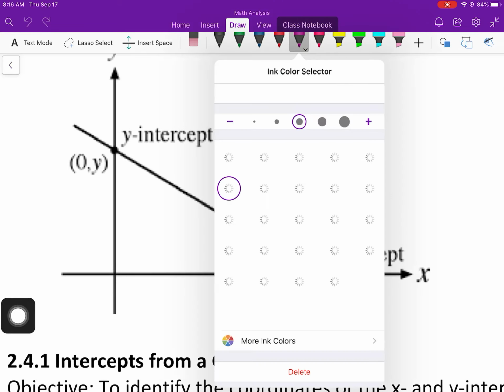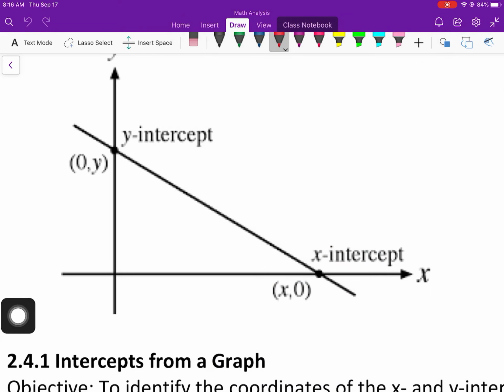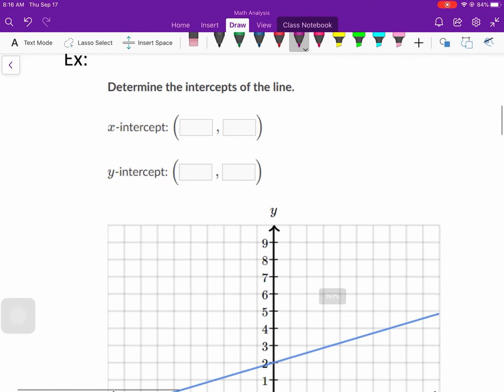For the y-intercept, which is where it crosses the y-axis, right here, notice that the x is 0. And then for the x-intercept, where it crosses the x-axis, notice that the y equals 0. So that's kind of the key. So when you write these points, be very, very careful.